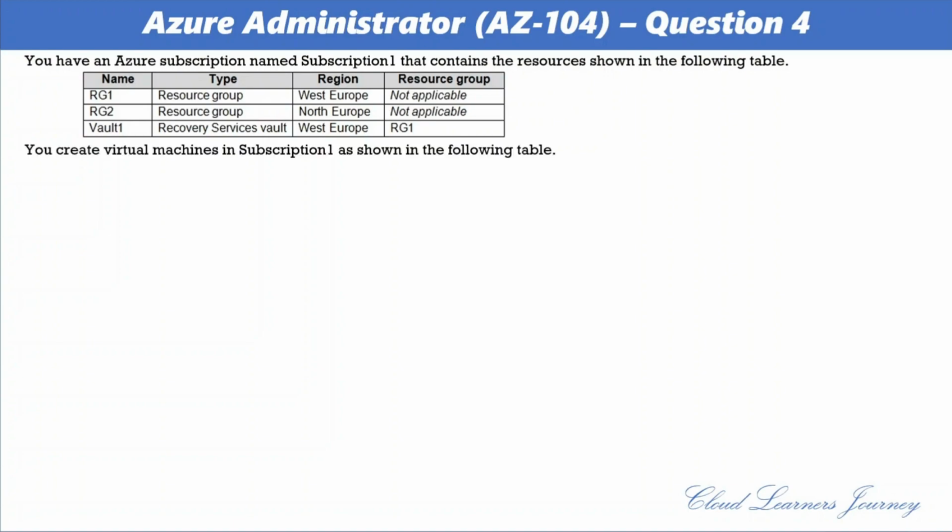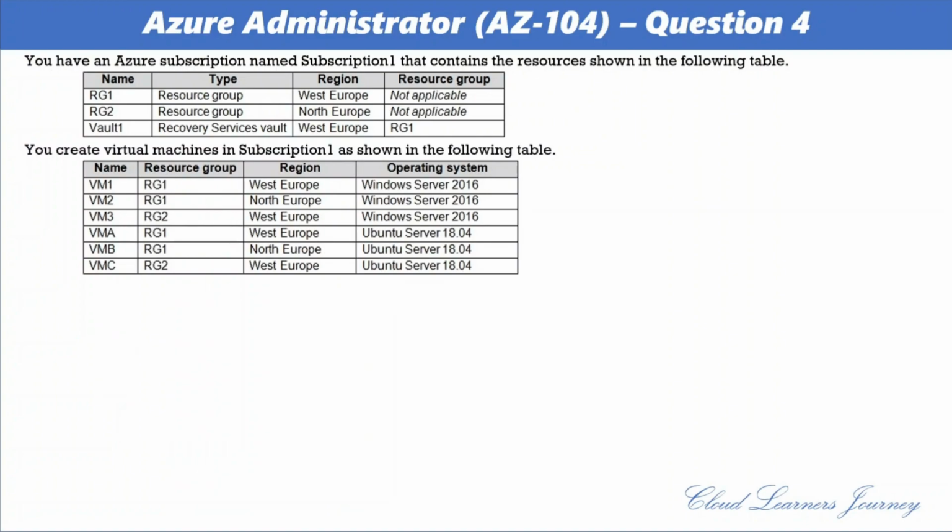You create virtual machines in Subscription 1 as shown in the following table. Columns: name, resource group, region, operating system. VM1 is in RG1 resource group in West Europe region and the operating system is Windows Server 2016. VM2 is in RG1 resource group in North Europe region and the operating system is Windows Server 2016. VM3 is in RG2 resource group in West Europe region and the operating system is Windows Server 2016.